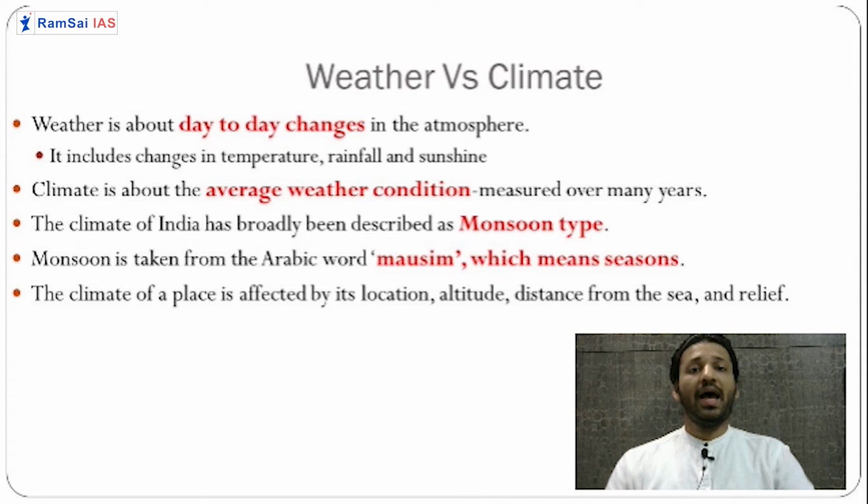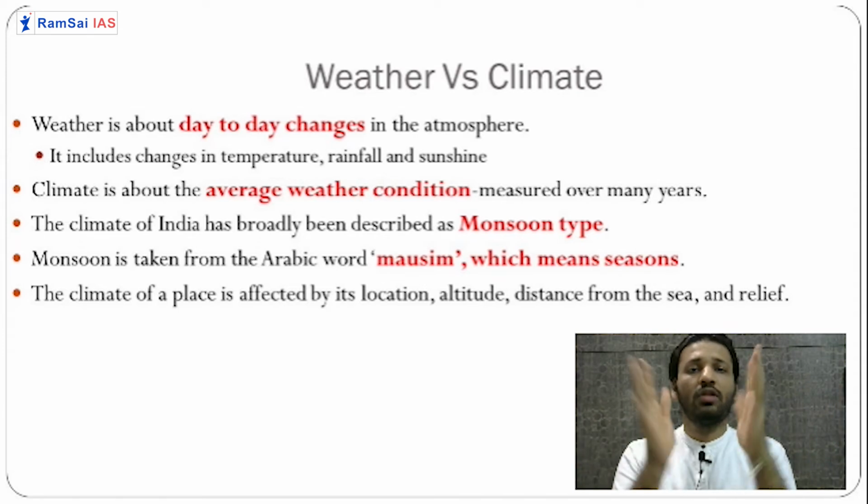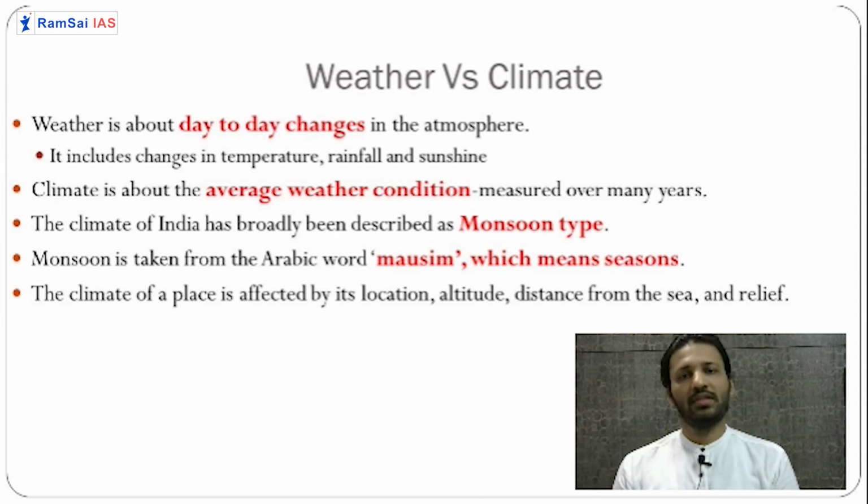But if you see the average weather condition in a particular area for 40 years or let us say 50 years, then it will be almost the same. So this average weather condition we call climate.